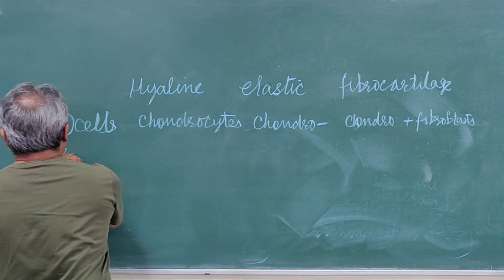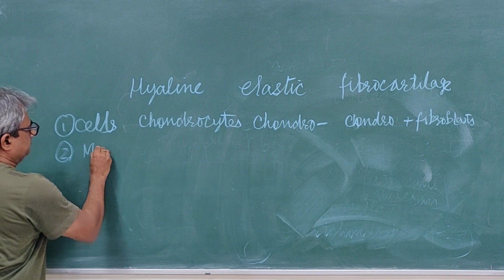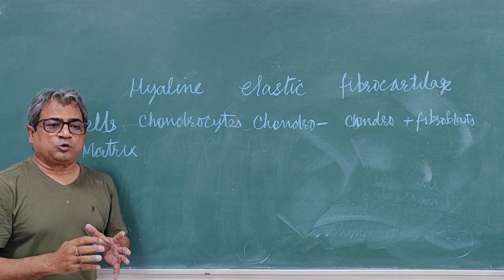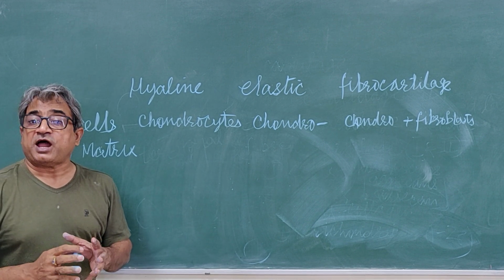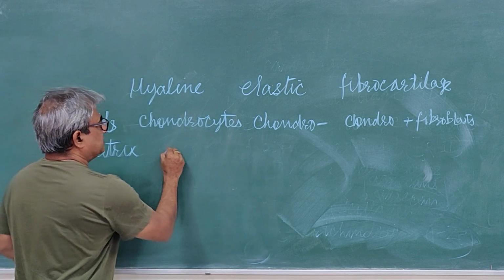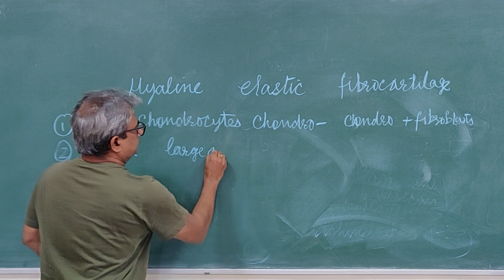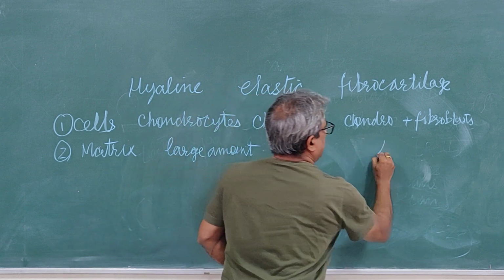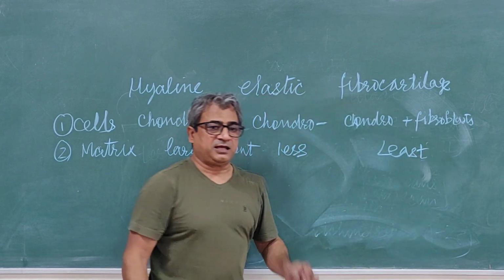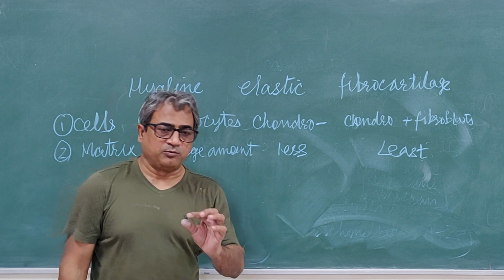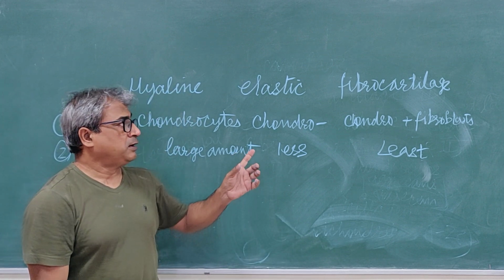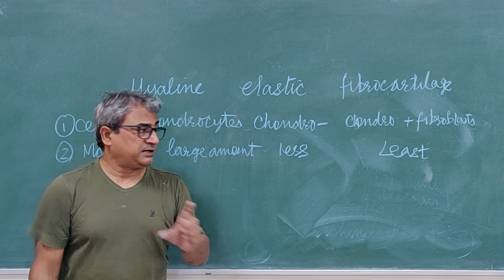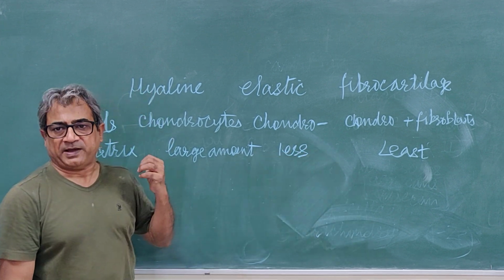Right. Second is the matrix. Here, quantitatively, there is a large amount of matrix. Here the amount is less, and here the amount is least. It means the thickness of the hyaline cartilage is far more than the elastic or fibrocartilage in terms of the matrix. In terms of fibers, of course, this one has a lot of fibers in comparison to this.